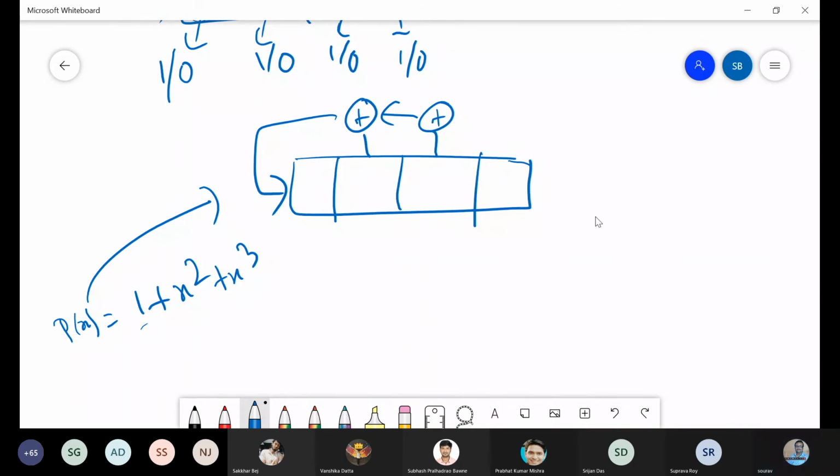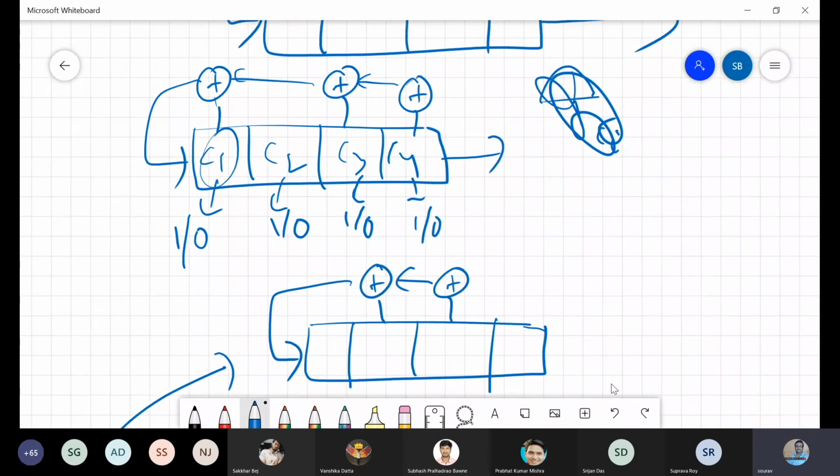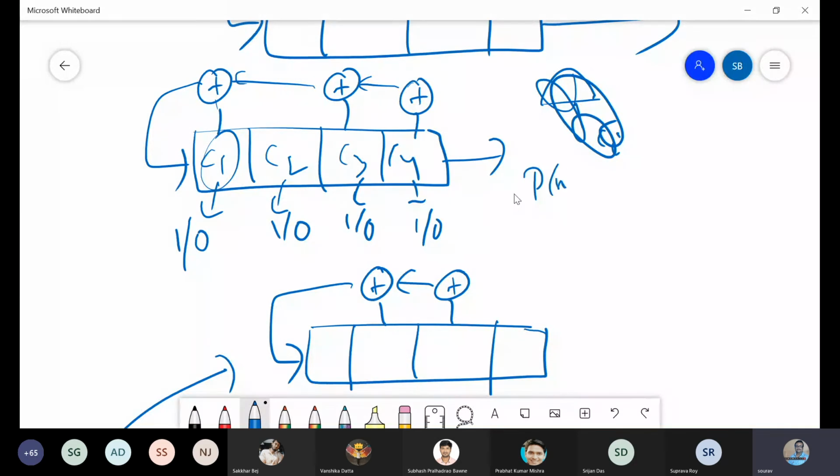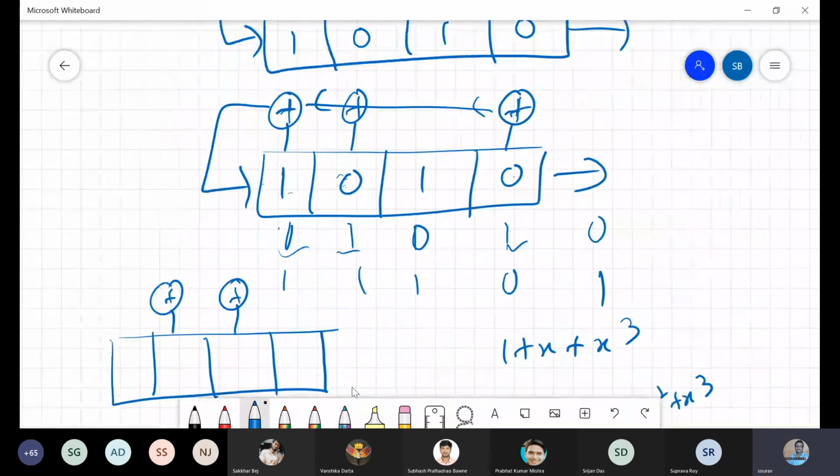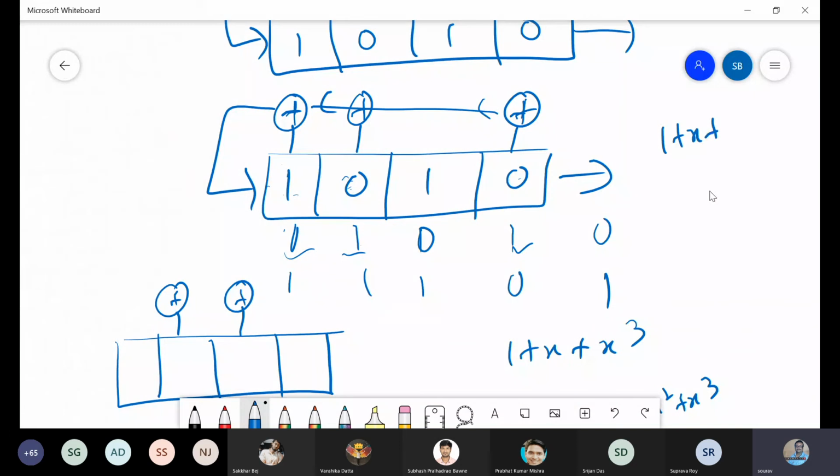Now, what is the polynomial for this LFSR? So 1 is there, x is there, x square is also there, x cube is not there, x to the power 4 is there. No, this is not a primitive polynomial. This is not an irreducible polynomial. Okay, now what about this one? 1 plus x square plus x cube. You are with me? This one is 1 plus x cube plus x to the power 4.